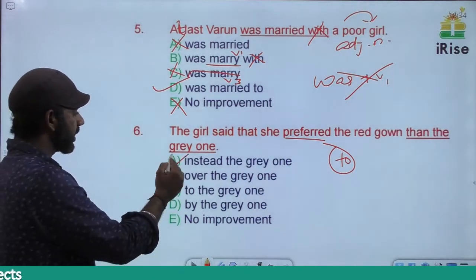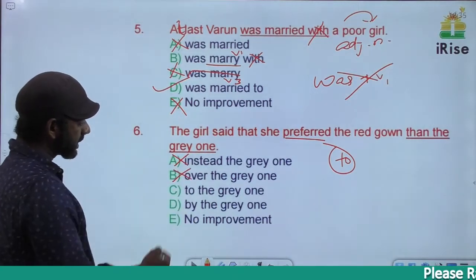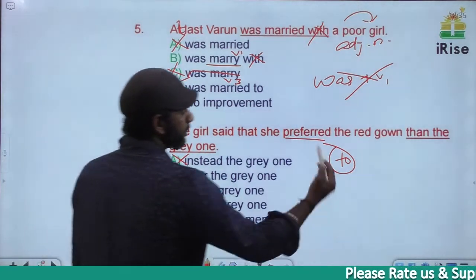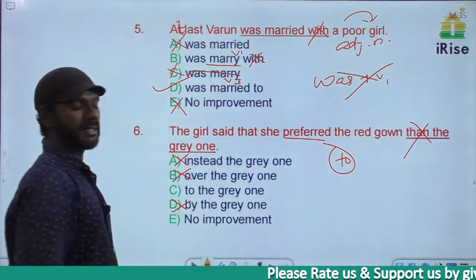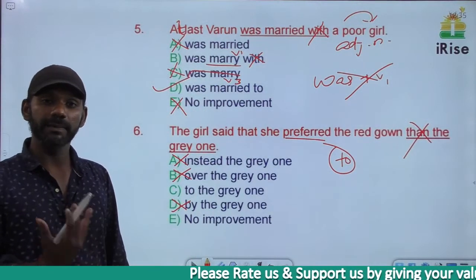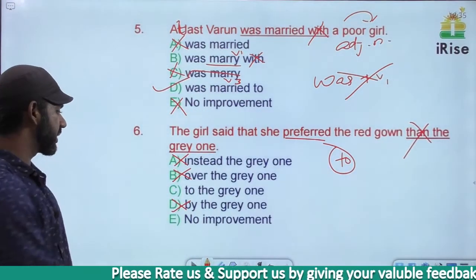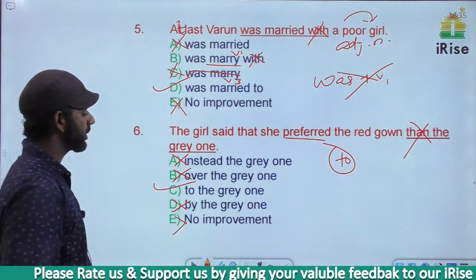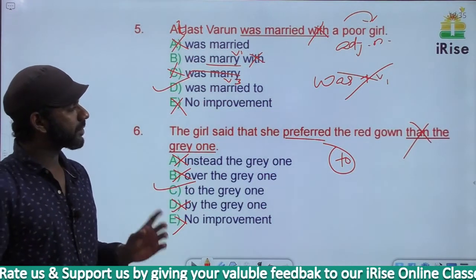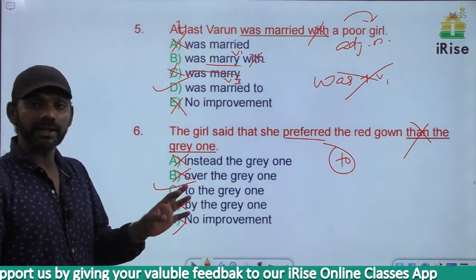Based on that, A is eliminated, B is eliminated, D is eliminated. Prefer cannot be followed by than. ER words are more words. Comparative degree adjectives will be followed by than. Eliminated. The answer must be option C. The girl said that she preferred the red gown to the grey one.